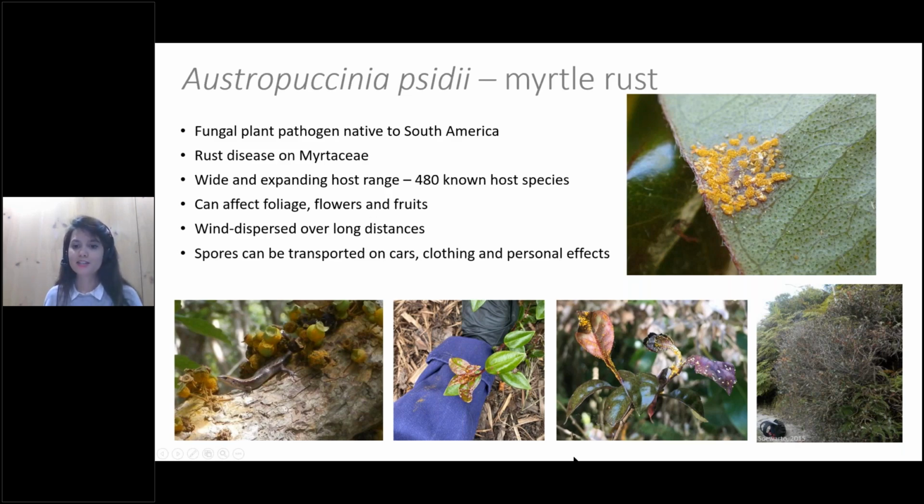These pustules contain yellow asexual spores that are called urediniospores. These spores are airborne and easily dispersed by the wind, by humans on their clothes or cars, and also by wildlife. On the bottom left is a funny picture that I took in New Caledonia, showing a lizard covered with Myrtle Rust spores. It was going from one tree to another and just spreading Myrtle Rust all over the place.